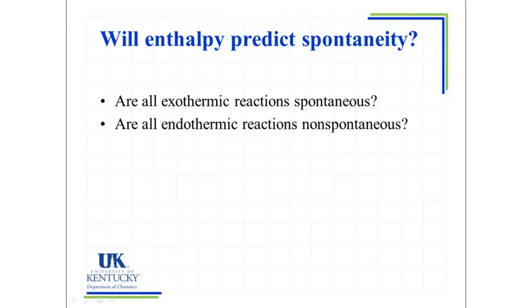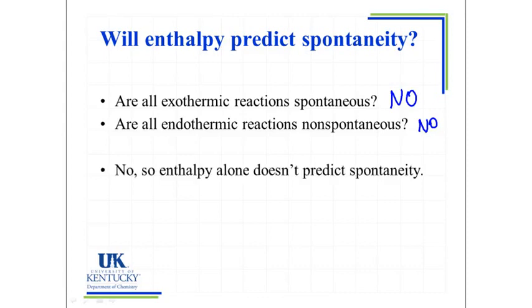So the question we asked in the previous module was, will enthalpy predict spontaneity? To determine this, we have to answer the questions. Are all exothermic reactions spontaneous? The answer is no. There are exothermic reactions that are non-spontaneous. The next question is, are all endothermic reactions non-spontaneous? This is also no. There are endothermic reactions that are spontaneous. Therefore, enthalpy alone does not predict spontaneity. We need some other value, some other information that will allow us to predict the spontaneity of a particular reaction.